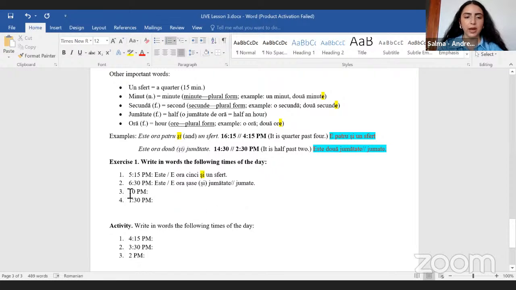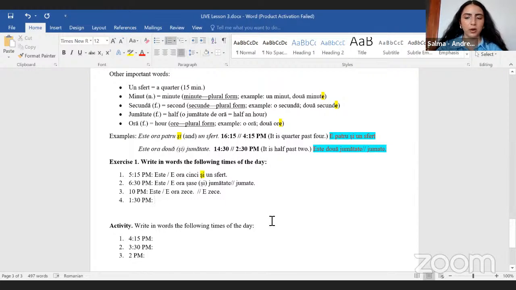Okay, and now we have 10 p.m. It is 10 p.m. Again, the verb este or e, ora 10. Or it would be perfectly fine to just say e 10. This is the shortest way possible in which you can express the time. E 10, using the short form of the verb plus the number, the time, 10.